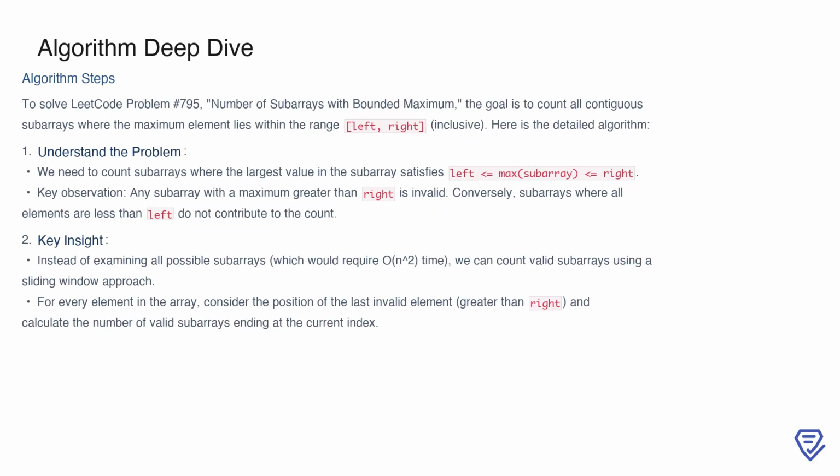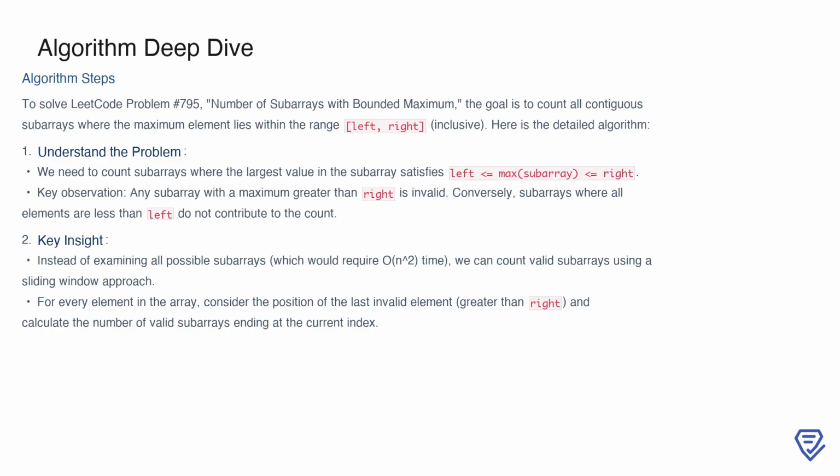To solve the problem of counting subarrays with a bounded maximum, we first need to understand the constraints and the goal. The task is to find all contiguous subarrays where the maximum element lies between left and right, inclusive. A critical observation here is that any subarray where the maximum exceeds right is invalid, and subarrays where all elements are less than left don't contribute to the count.